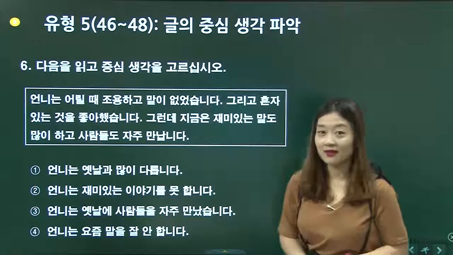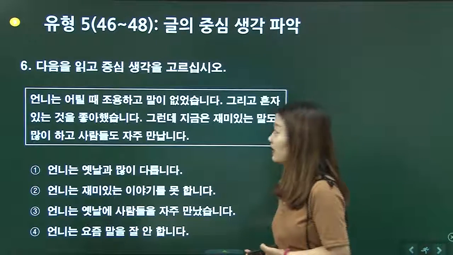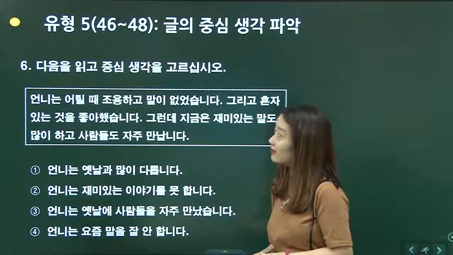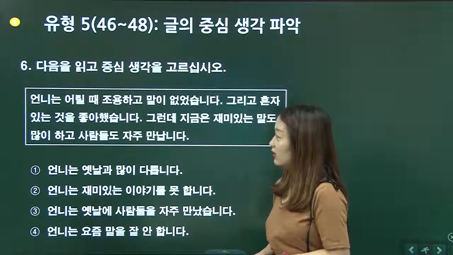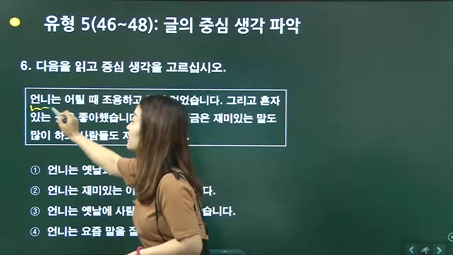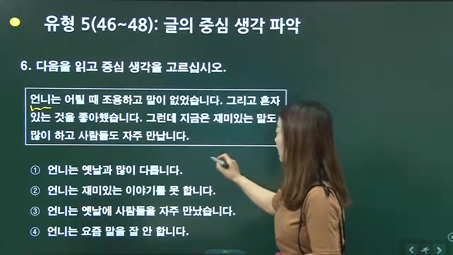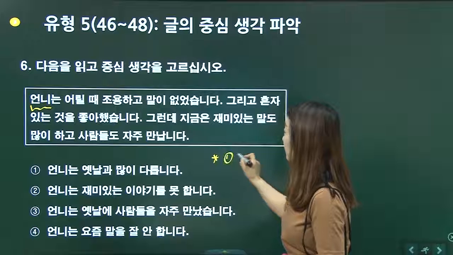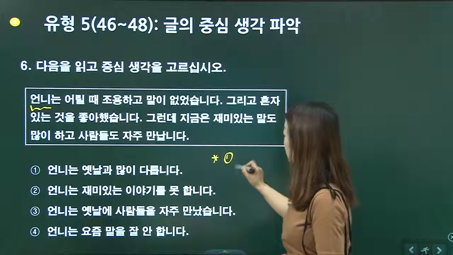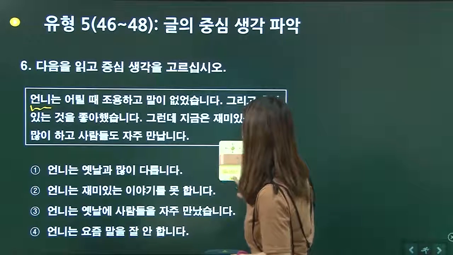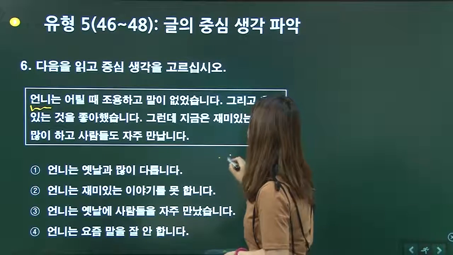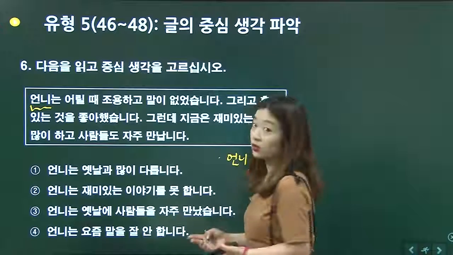Number six. Okay, we can finish until number seven, I guess. 다음을 읽고 중심 생각을 고르십시오. 언니는, okay, here's the main person, 언니. Okay, here we go. 언니. 언니 is my older sister, right?